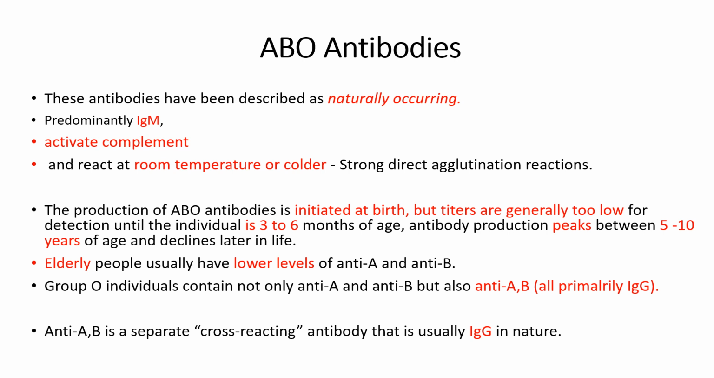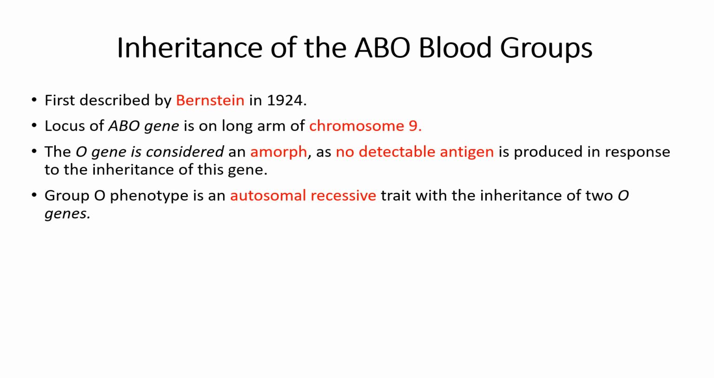Group O individuals, we all know this since high school, contain anti-A and anti-B antibody, but they also have one weird antibody called anti-AB, which is different from anti-A and anti-B. So this is a combination, and this is primarily an IgG antibody. So you have anti-A, anti-B, and anti-AB, which is IgG. Anti-AB is a separate cross-reacting antibody that is usually IgG.